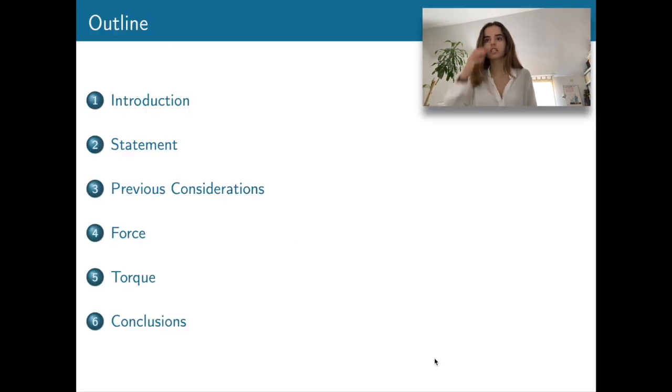First, we're gonna see a little introduction. Second, we're gonna see each statement and we're gonna talk about some previous considerations on how to approach the problem. Then we're gonna go through the resolution of the force and the torque, and finally, we're gonna talk about some conclusions we extracted from this problem.